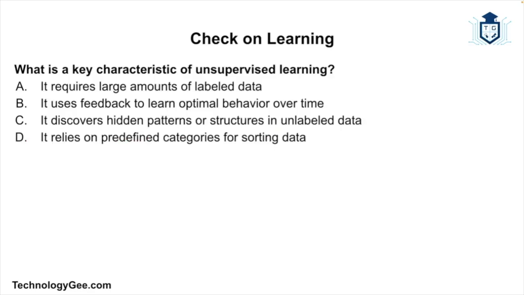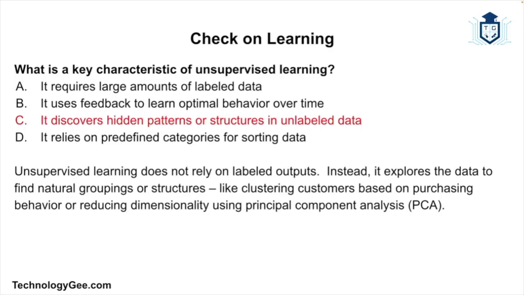Next question. What is a key characteristic of unsupervised learning? Is it requires large amounts of labeled data? It uses feedback to learn optimal behavior over time. It discovers hidden patterns or structures in unlabeled data, or it relies on predefined categories for sorting data. And the correct answer is it discovers hidden patterns or structures in unlabeled data.